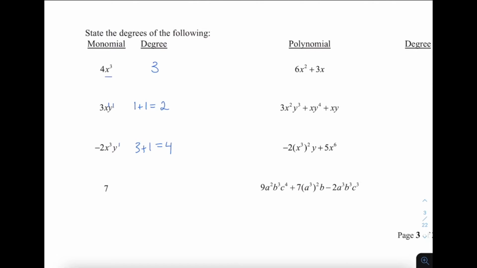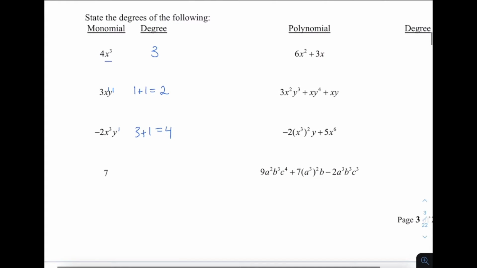Now, in this last case, this is technically a monomial. It's 7, but I have no variable. So what I can think about is, I can even just write sort of a ghost variable in there to help me. I know x to the power of 0 is the same as 1, so I can think about it this way. If I have no variable, the degree is 0. So a common mistake here is guys think the degree here is 1, but it's actually degree 0.